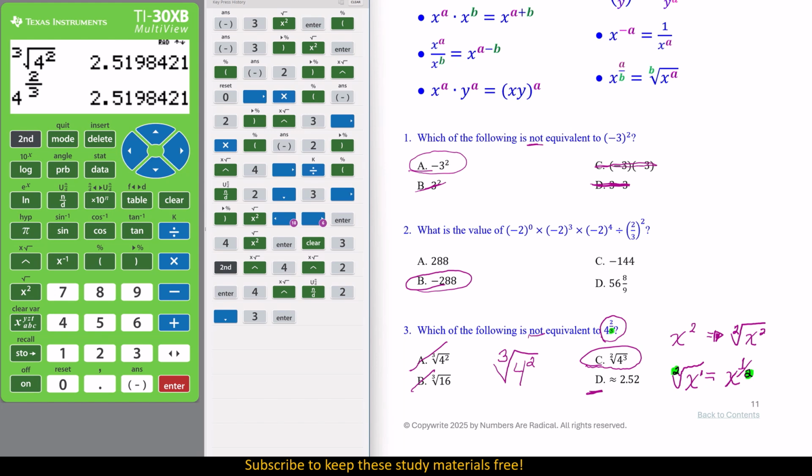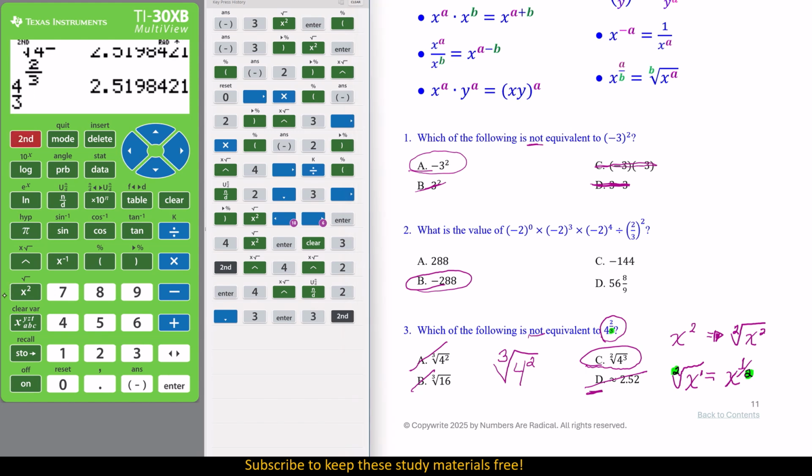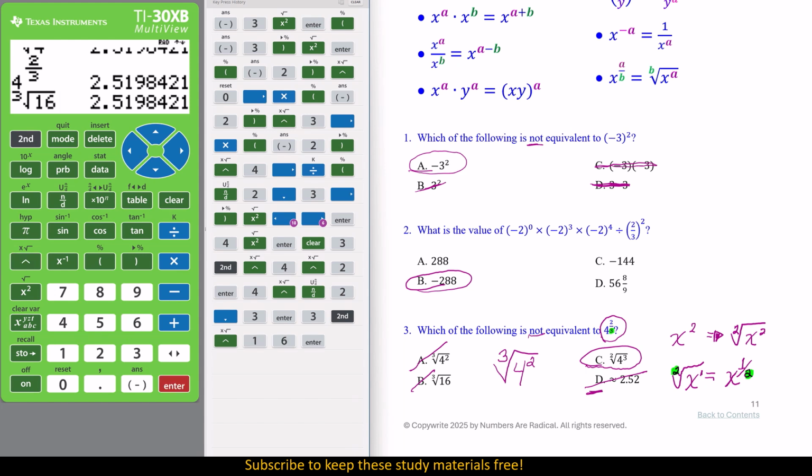And again, that proves everything that I'm doing. I showed that B is equivalent. I showed that D is equivalent. The only one that I didn't show yet is A. Well, I kind of sort of showed it. So 3 and then second, and I need my unknown root button, and then just pop in a 16, and yes, it is equivalent. So obviously C in that form would not be equivalent. Okay, let's move to number 4.